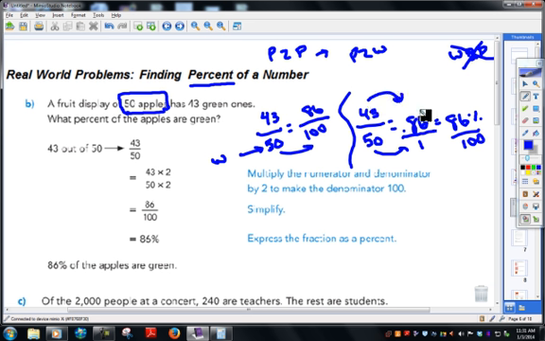I divided by 50. I multiplied by 100. That goes right back to what we did in the first two learning targets, guys. I hope you're making that connection. It's the same thing. It is the exact same thing. Okay?